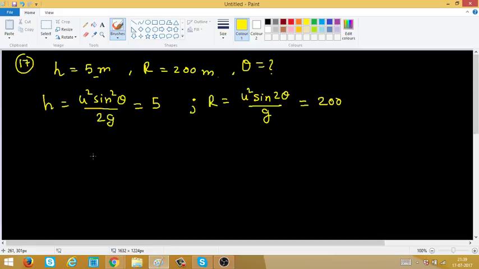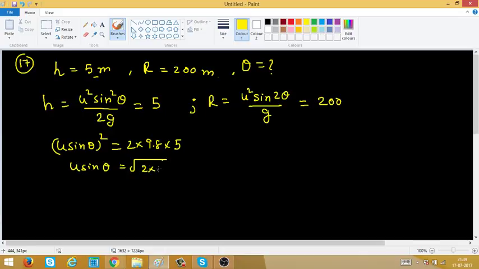What do I get from here? The value of g is not mentioned, so I'll take it as 9.8. So if I use this equation, I'll get u sine theta whole square equal to 2 into 9.8 into 5, and therefore u sine theta is equal to square root of 2 into 9.8 into 5, and this will give me a value of 7 into square root of 2 meters per second. So I got the value of u sine theta.